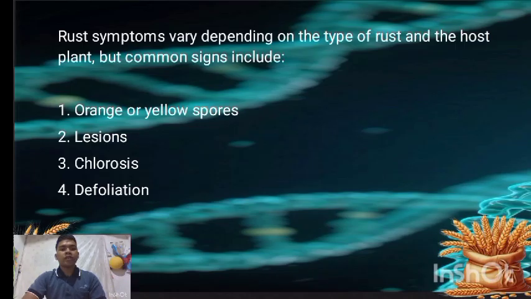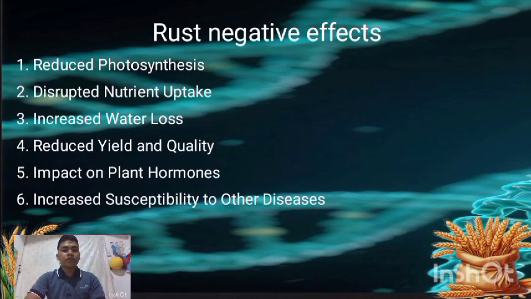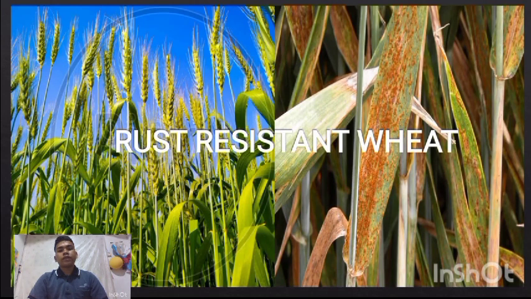Rust symptoms vary depending on the types of rust and host plants, but common signs include orange or yellow spores, lesions, chlorosis, and defoliation. Rust has negative effects: reduced photosynthesis, disrupted nutrient uptake, increased water loss, reduced yield and quality, impact on plant hormones, and increased susceptibility to other diseases. So now we know what rust is and how it affects a crop if the crop is infected. Now, let us proceed to rust-resistant wheat.